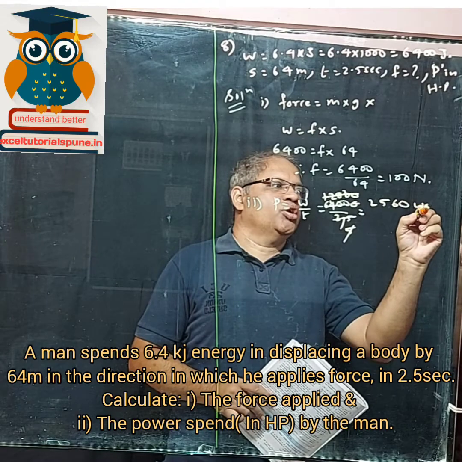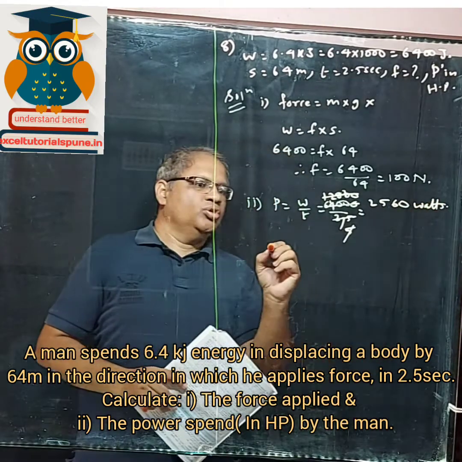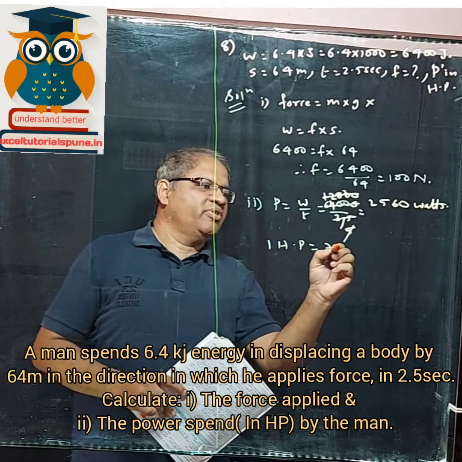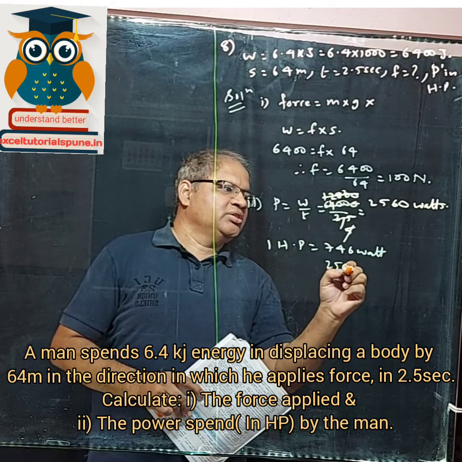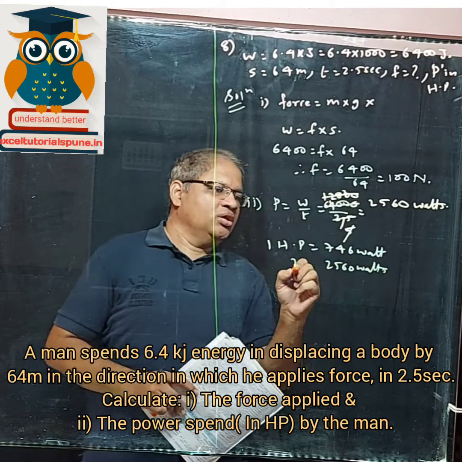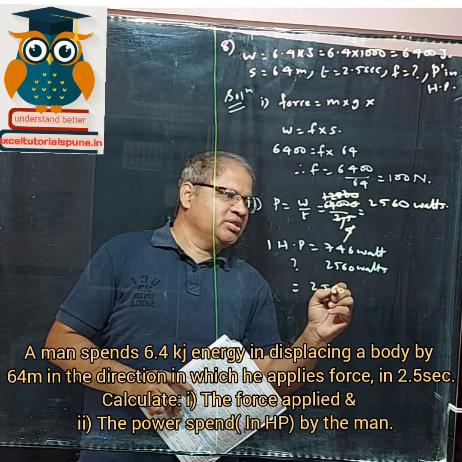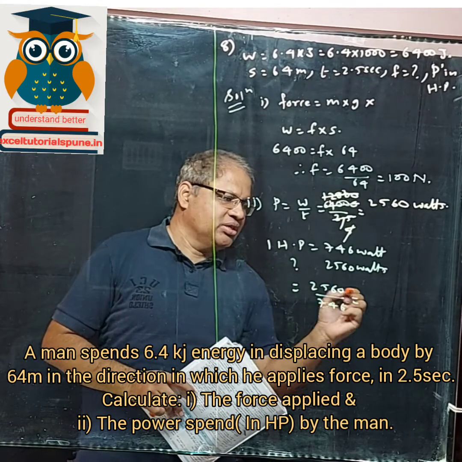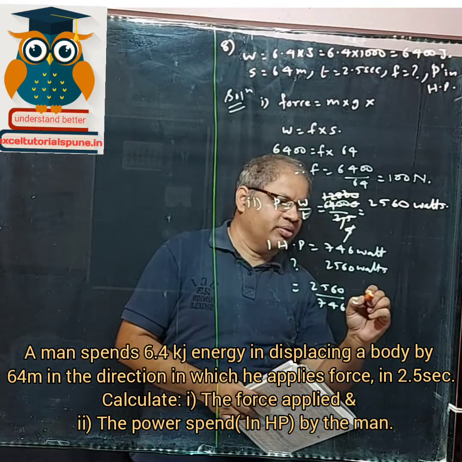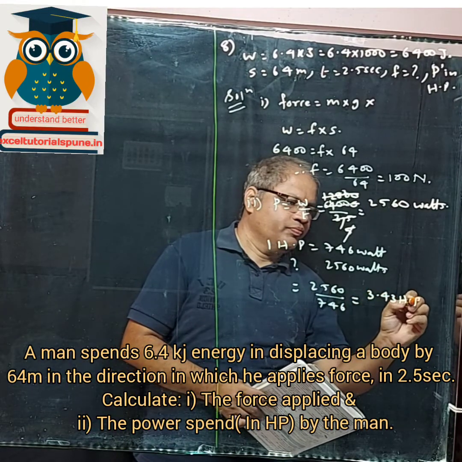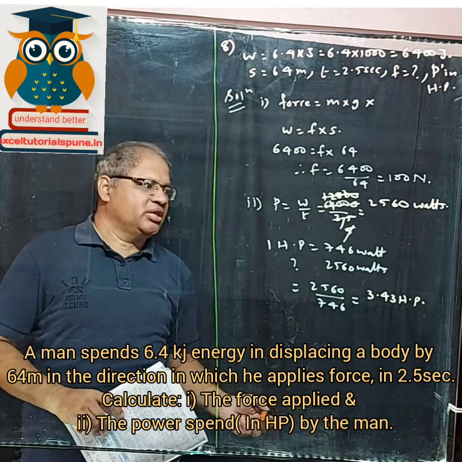(2560 watts). So 1 horsepower is 746 watt. So 2560 watts is how much? That is 2560 upon 746. That is coming to 3.43 horsepower. Alright, that is how the 8th sum is done.